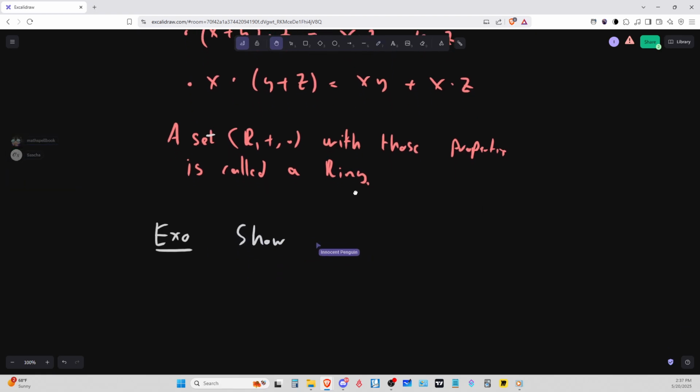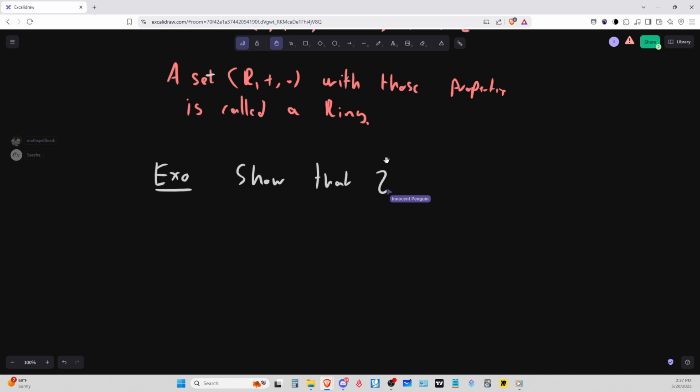Show that Z with addition and multiplication is a ring. Okay. So basically, it boils down to checking that we have the 7 properties that I stated before. So show that the integers with addition and multiplication is a ring, right? Yeah. Okay.